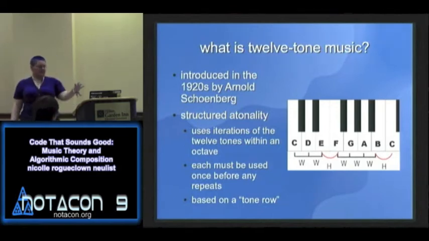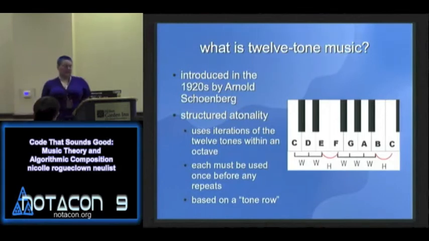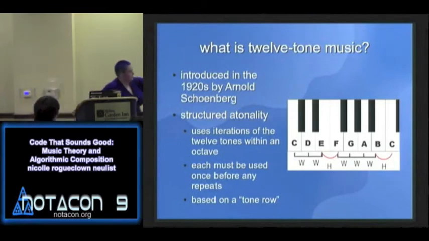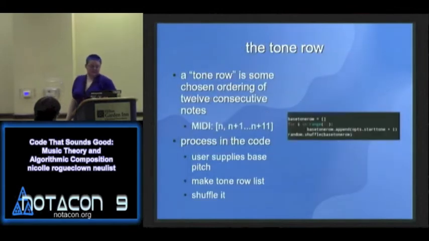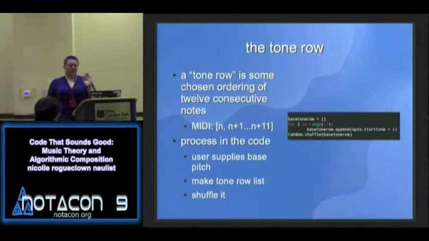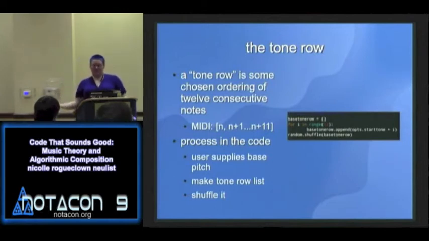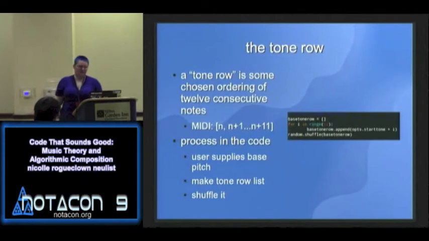You see there I've got the keyboard diagram of C up to C. Using the white keys and the black keys. 1, 2, 3, 4, 5, 6, 7, 8, 9, 10, 11, 12. And then it repeats again. So you need to use all 12 of those in some order before you use it again. How do you make a tone row in Python? That's actually pretty simple. A tone row is just some ordering of 12 integers in a row. That's really all it is in a piece of code.